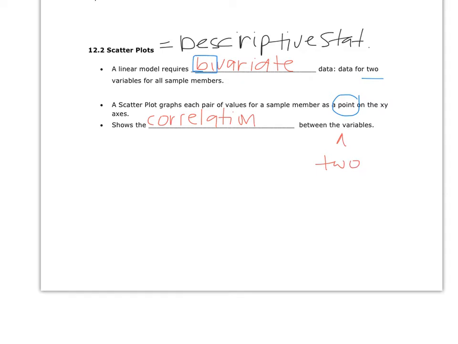Okay, so if we think about our XY plane, so X along the horizontal, Y along the vertical, what we're going to end up with is a point for each sample member. So like we could have one there, one there, one there, one there, etc. Each of those points is related to one value of X, one of the variables, and one value of Y, the other variable. So you can think of each of these corresponding to those two values.